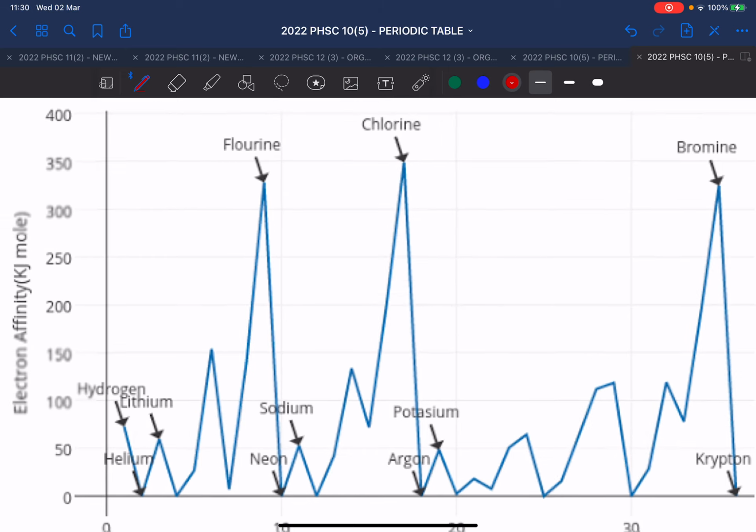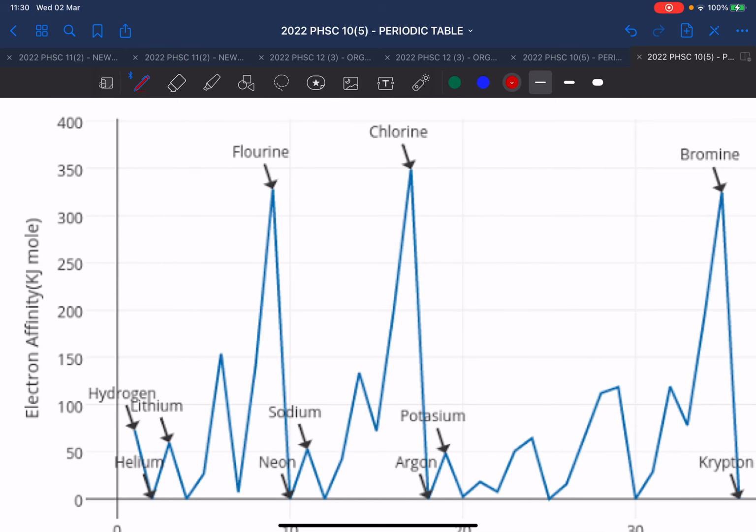So if we look at this graph, you can see it goes up and down a bit. But in general, if we look at fluorine, chlorine, bromine, they are all the halogens. They have the highest electron affinity. Why? Because they desperately want that one electron to be perfect. So they give off the most energy when they find that electron. You can see here helium, neon, argon, krypton, the noble gases. They don't give off any energy because they don't want an electron at all. Then you check lithium, sodium, potassium, the alkali metals, group 1. They have very low electron affinities compared to fluorine. Why? Because they don't want to take an electron. They actually want to give away an electron.